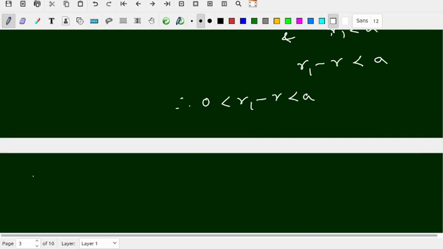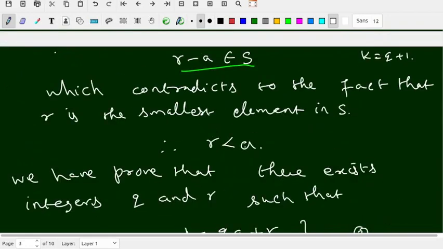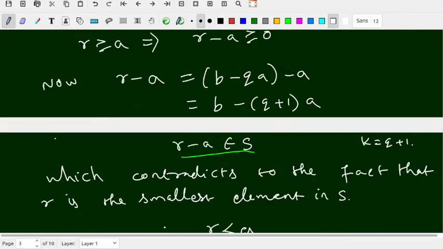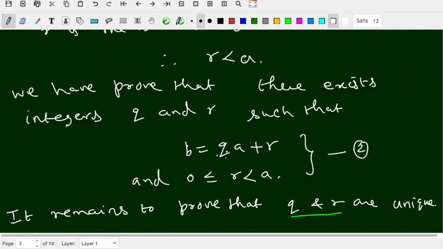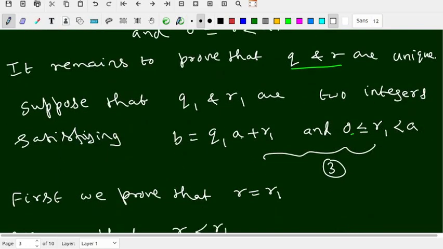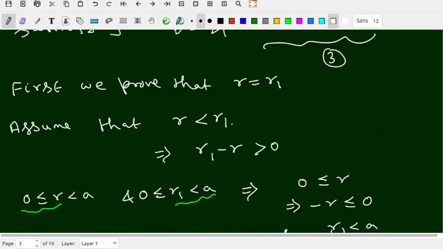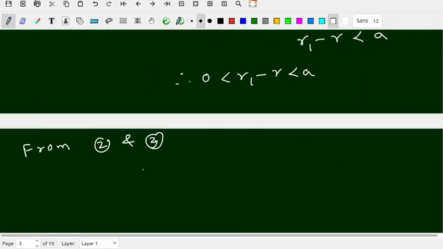Now from 2 and 3, what are 2 and 3? In 2 we have b equal to qa plus r. In 3 we have b equal to q1a plus r1. So you can equate both equations. So we get qa plus r equal to b equal to q1a plus r1.